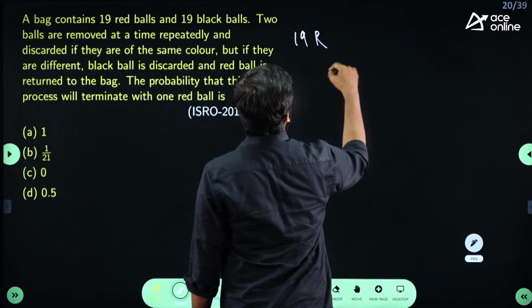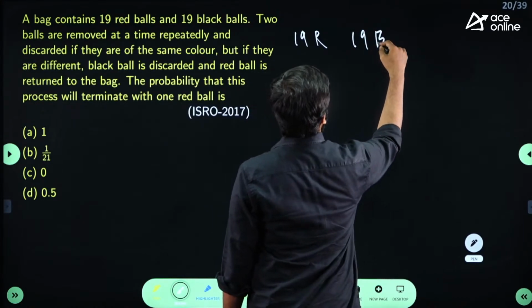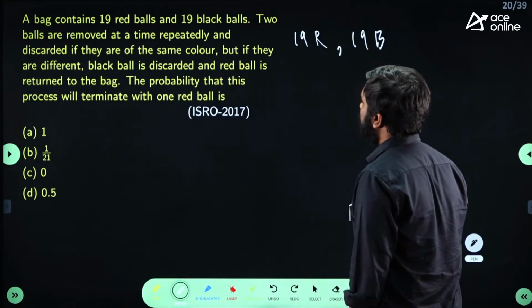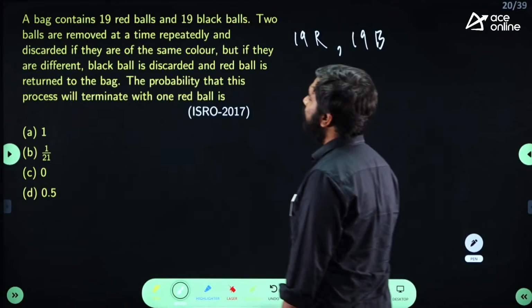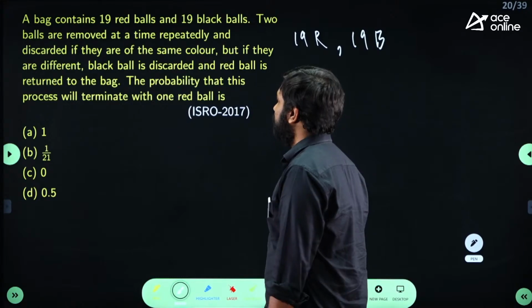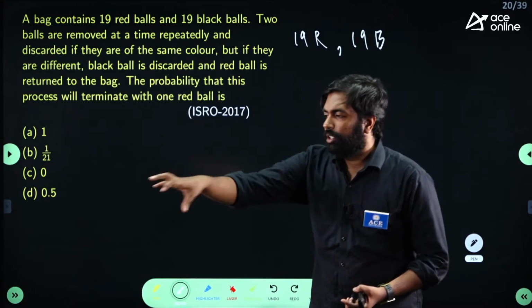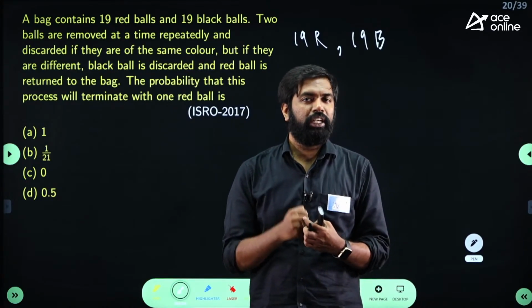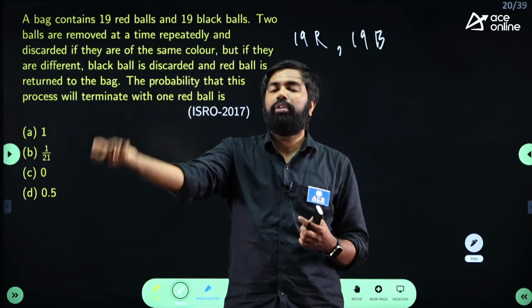19 red, 19 black. Two balls are removed at a time repeatedly and discarded if they are of the same color. He says every time he is picking two objects, it seems. If both are of the same color, he will never put those objects again into the bag.